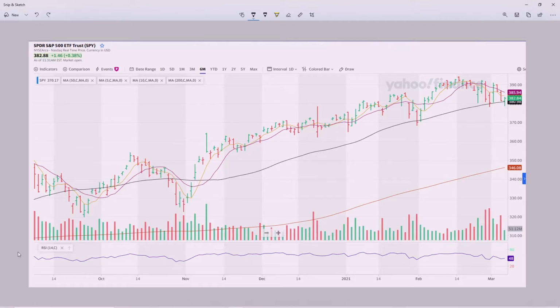Our 50-day moving average is represented by the black line. It's much slower, much less volatile. And then our slowest moving average that we have on the chart is our 200-day moving average. Okay, so you can see it, just a very general trend line.